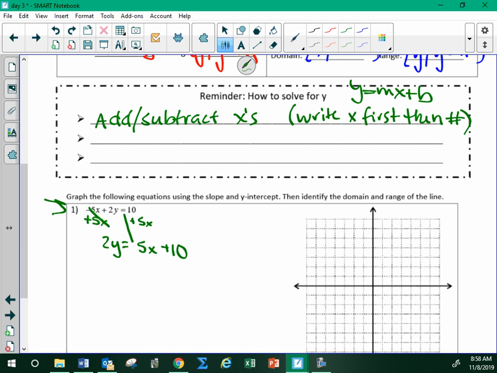All right. And next we want to divide by the number in front of y. Divide by the number in front of y. So for this example here, what am I going to do? I have 2y. What do I need to do? Divide by 2. Divide by that number in front of y.